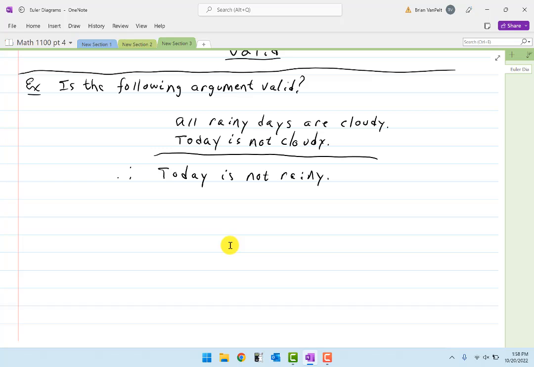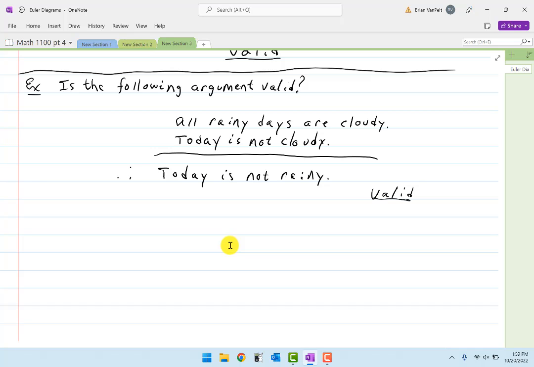So the way maybe to think about this is, let's pick today. Today it's not cloudy. That's true. All rainy days are cloudy. So today can't possibly be rainy, because if it were rainy, it would have to be cloudy, according to the first statement. So we are forced into today is not rainy. So this is a valid argument. So I don't have to do anything to fix it up.